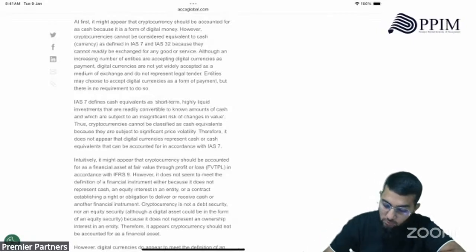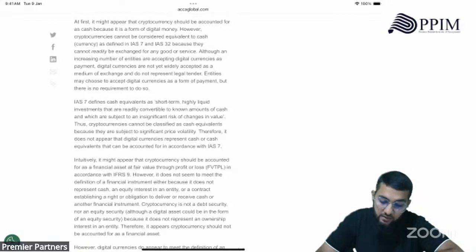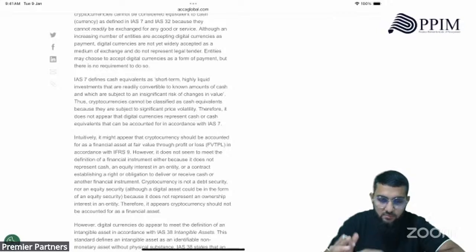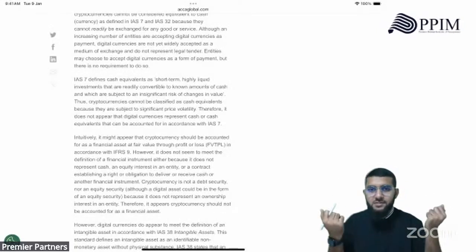However, it does not seem to meet the definition of financial instrument either, because it does not represent cash, an equity interest in an entity, or a contract establishing a right or obligation to deliver or receive cash or another financial instrument. Cryptocurrency is not a debt security nor an equity security because it does not represent an ownership interest in an entity. Therefore, it appears cryptocurrency should not be accounted for as a financial asset. Clear? There you have the answer.